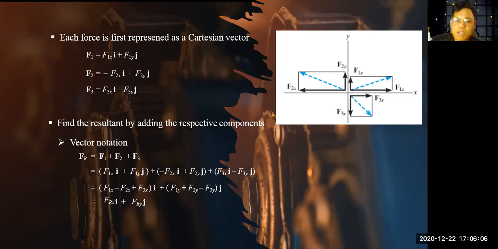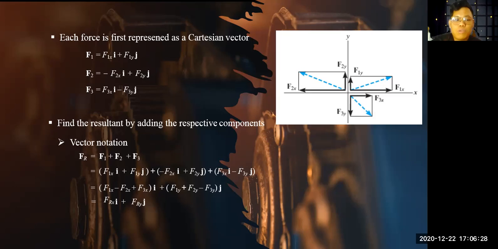And what is meant by negative and positive? For the x-axis, negative is to the left and positive is to the right. For the y-axis, positive is up and negative is down. Find the resultant by adding the respective components. In vector notation, FR = F1 + F2 + F3.